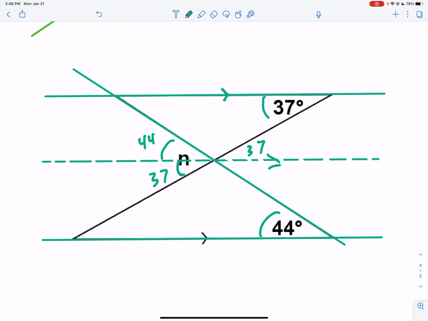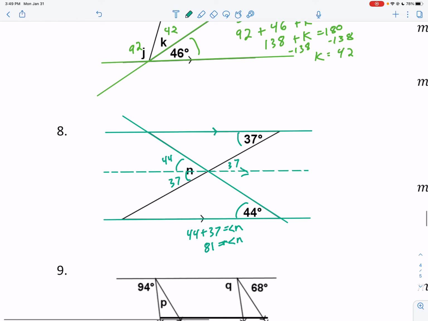So now to find n, we really just need to add them together. 44 plus 37 equals the measure of angle n. 44 plus 37 is 81. The measure of angle n is a way to write that. 7 plus 4 is 11. 40 plus 30 is 70. 70 plus 11 is 81. That's how I got that with quick maths.